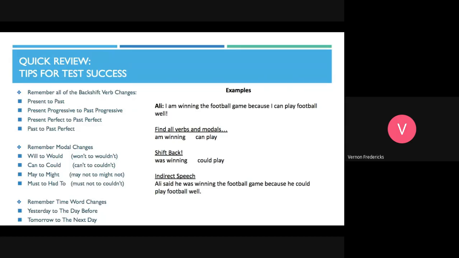My verb is going to change from am winning to was winning. My modal is going to change from can play to could play.